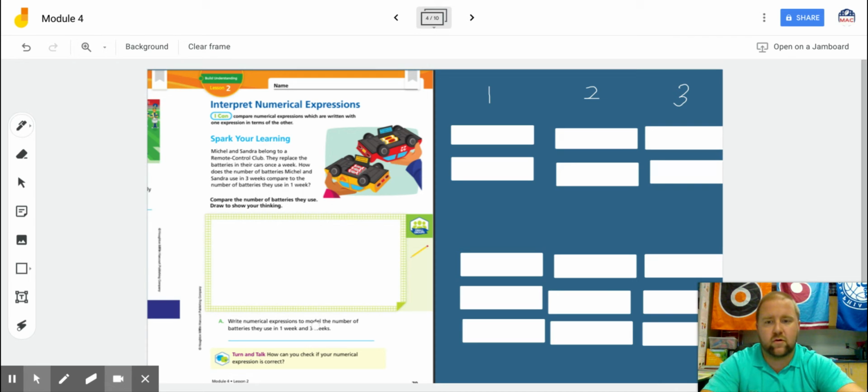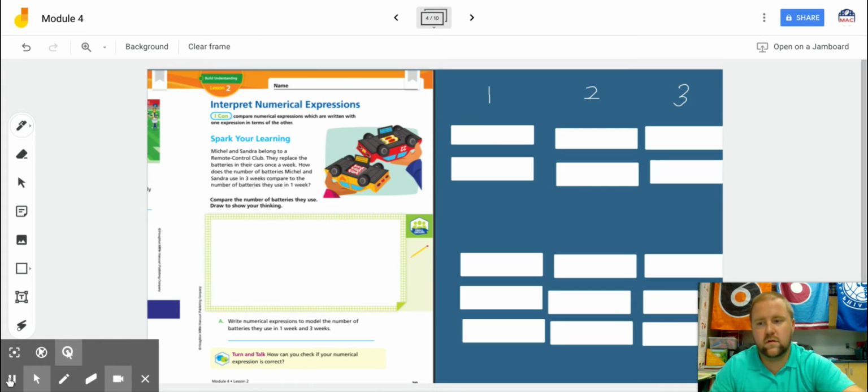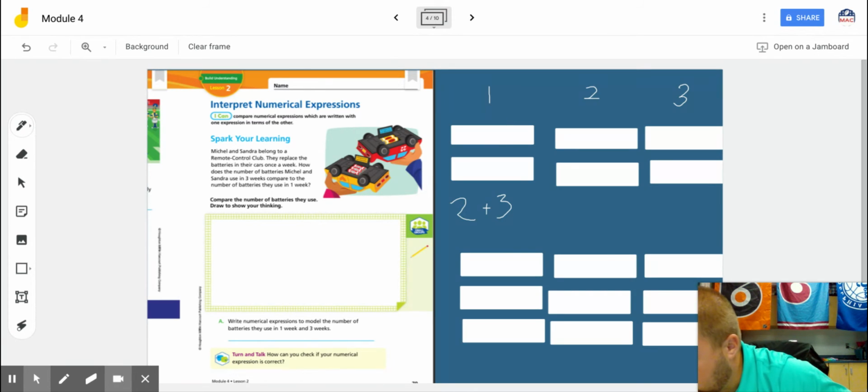So it says write the numerical expression to model the number of batteries they use in 1 week and 3 weeks. So for 1 week, we had very simply 2 and then 3 of them, right? That's 2 plus 3 because 2 of them were in the picture for Michael. Sorry, I had to double check the name. And then 3 of them were in the picture for Sandra. So this would be 1 week.